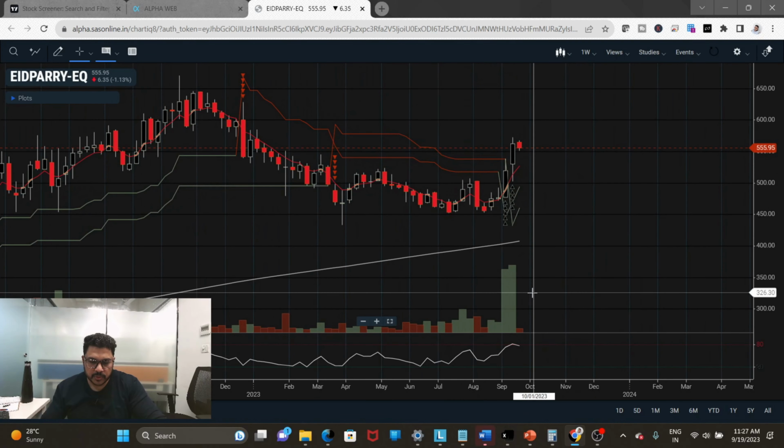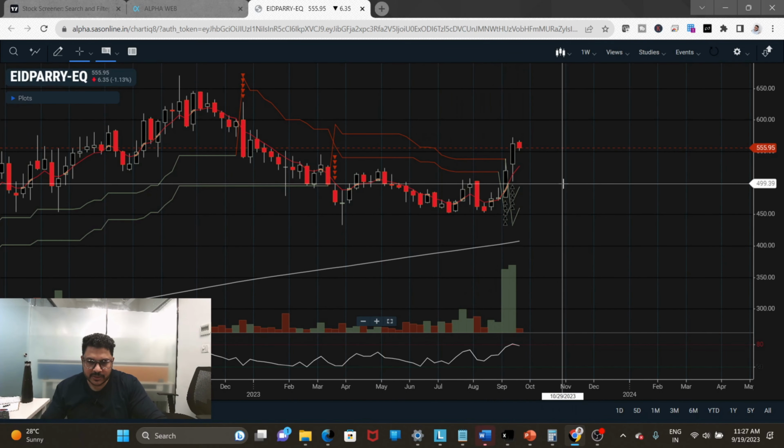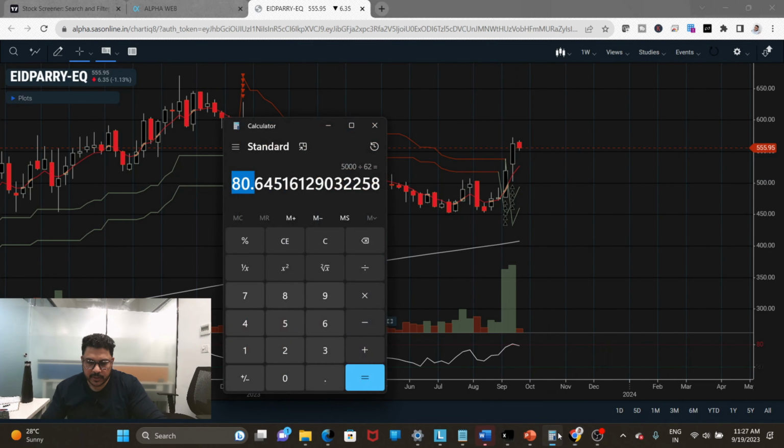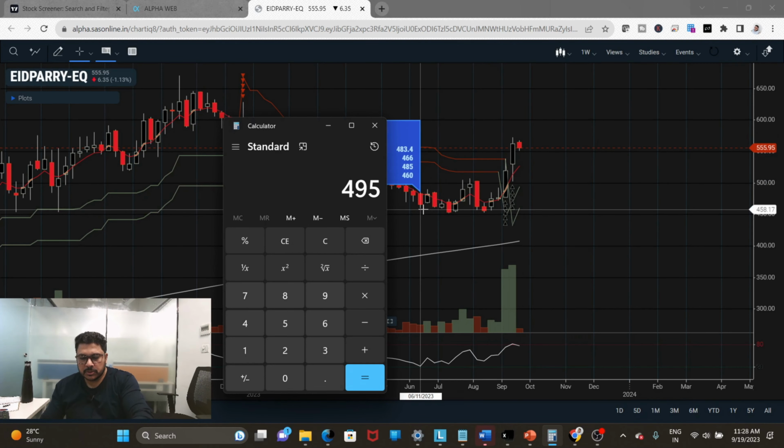And how are you going to invest? Let's calculate. For example, the price is at 495. Let me open a calculator. 495 minus your 555 is the price. So 60 points is your stop loss. Take two more points, make it 62.